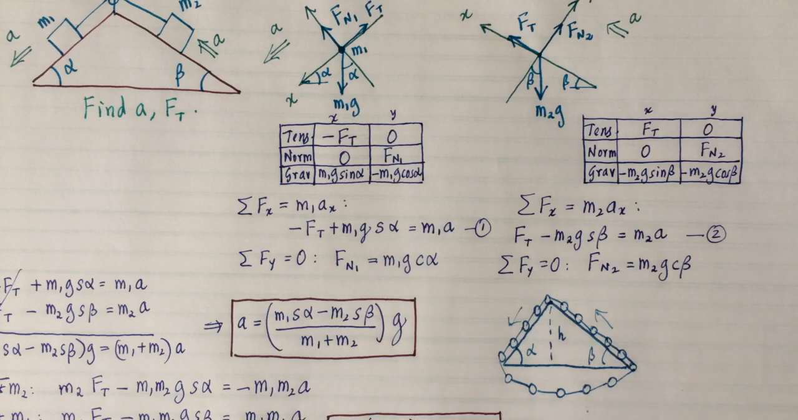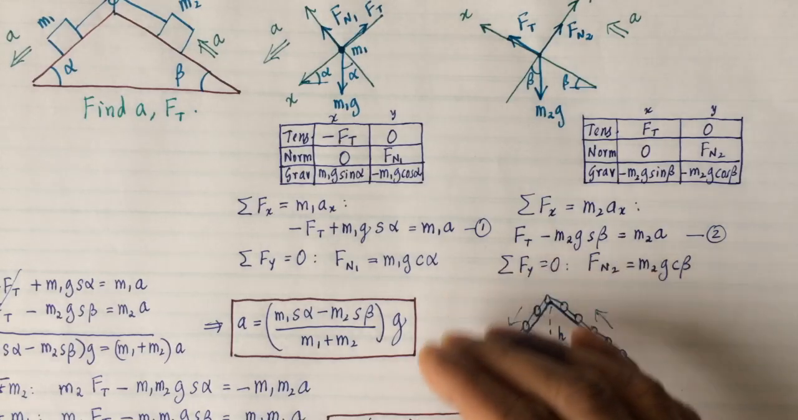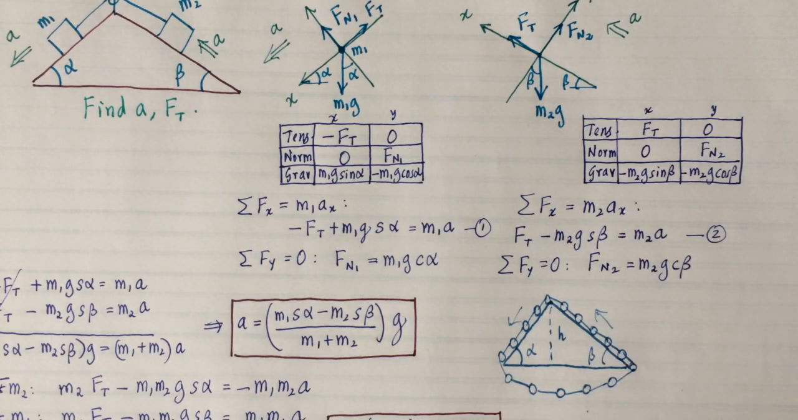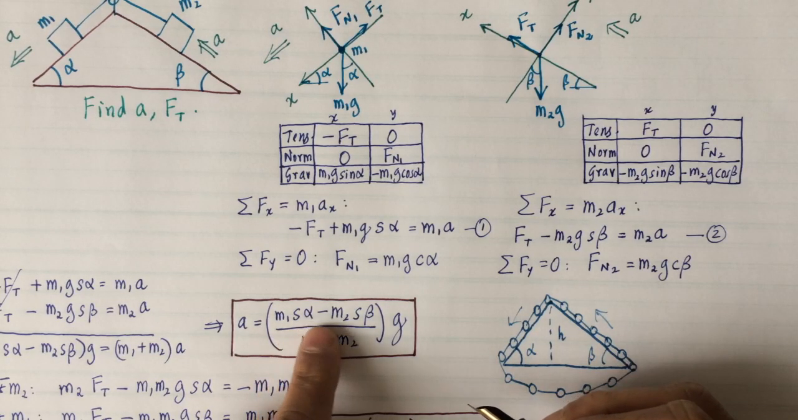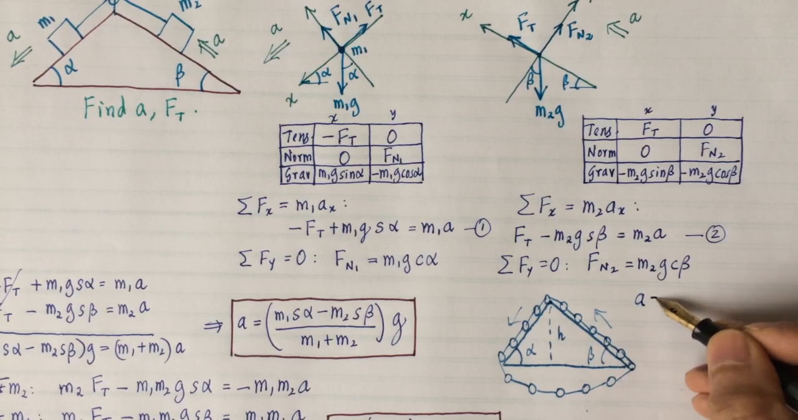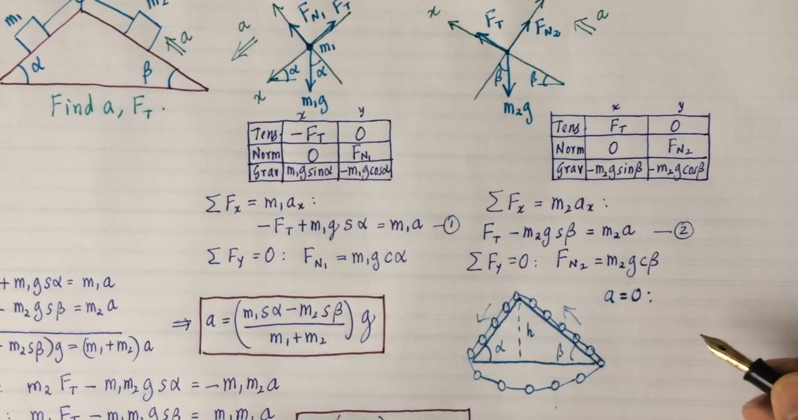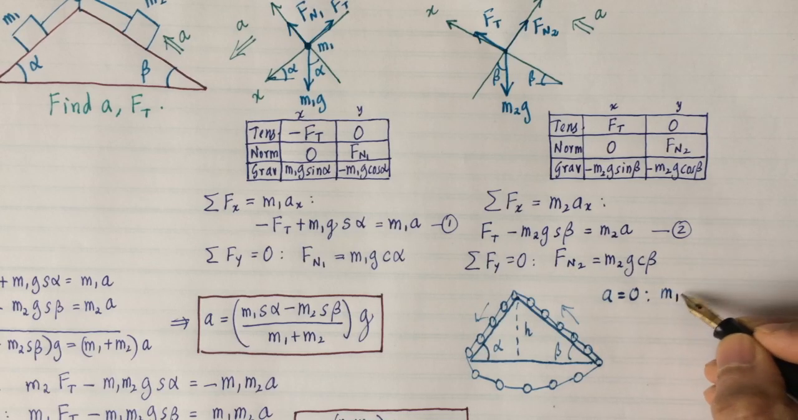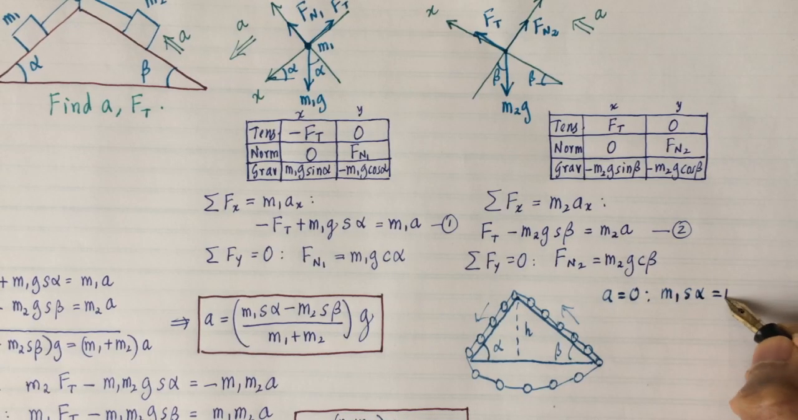There's going to be no acceleration. Now it might so happen that if they make it really smooth, then it'll have a constant velocity and go around. That's allowed. But the acceleration will be 0. Let's prove that. For the acceleration to be 0, I can use my condition a equals 0 from the equations we just developed. And that gives me m1 sine alpha is equal to m2 sine beta.